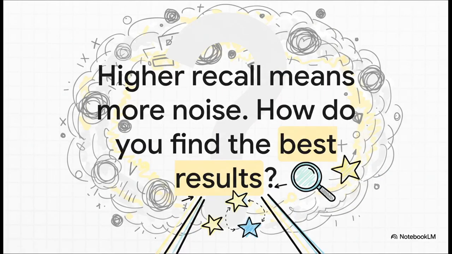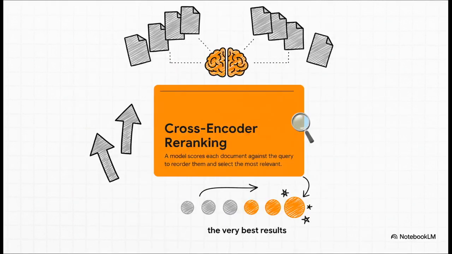Okay, but wait, this creates a new headache, right? By combining two search methods, your recall goes way up, which means you get back a ton of documents. And let's face it, most of them are probably just noise. So how in the world do you find the real signal in all that? The solution is a really powerful technique called re-ranking, usually with something called a cross-encoder. It's a total game changer.